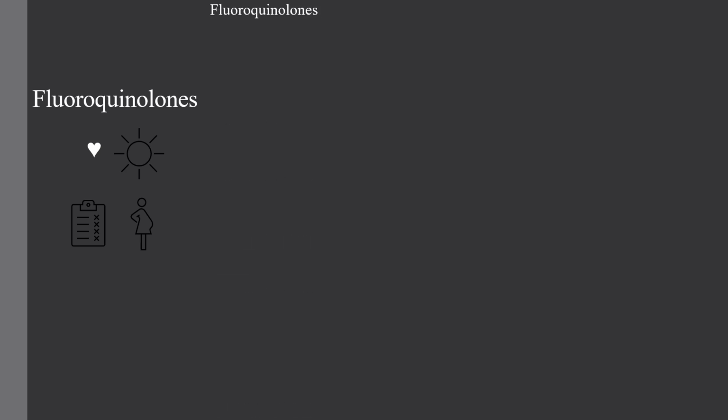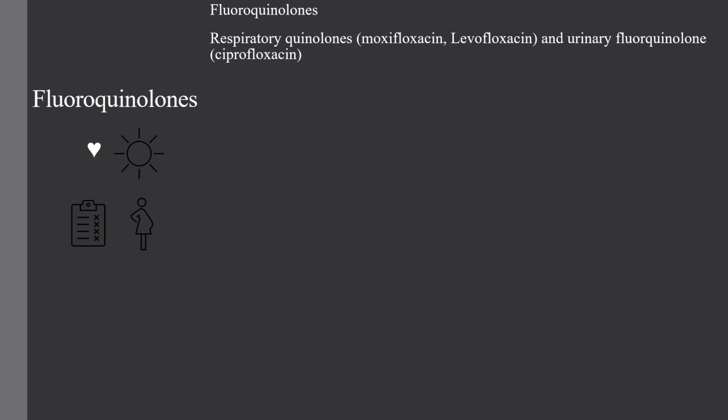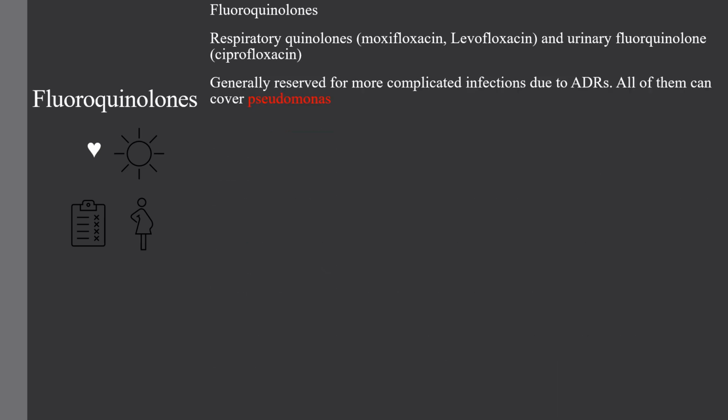Okay, fluoroquinolones. I think the best way to explain fluoroquinolones is that it's basically separated into subclasses, which is respiratory quinolones and urinary fluoroquinolones. And it's just exactly how the name says. Respiratories are going to be more localized to lung infections, so pneumonia, for example, and then urinary is obviously down below. Generally, you want to reserve these for more complicated infections due to ADRs, and you can see that we've got almost 4 important ones here, which I'm going to go over.